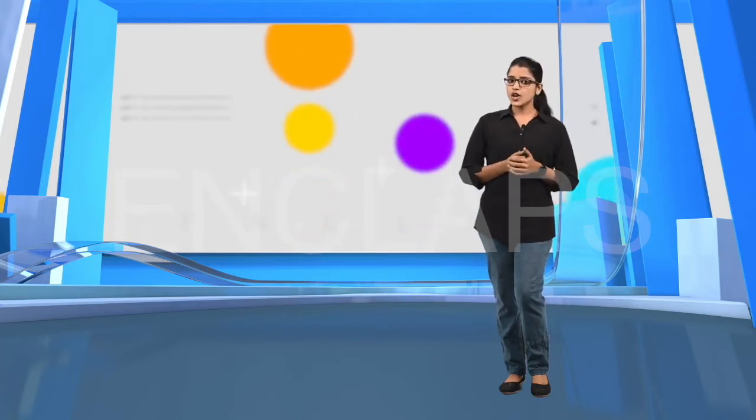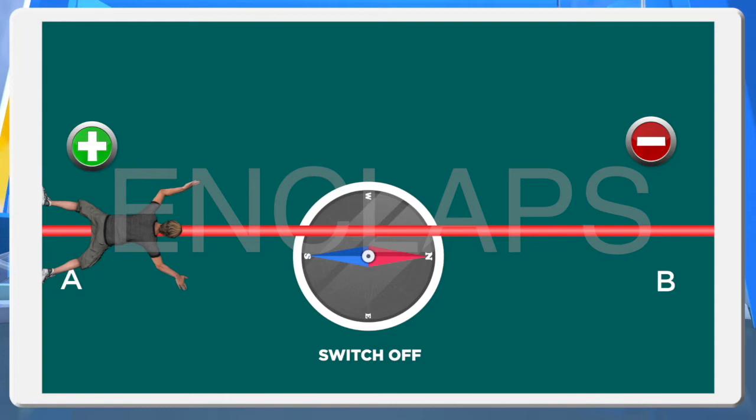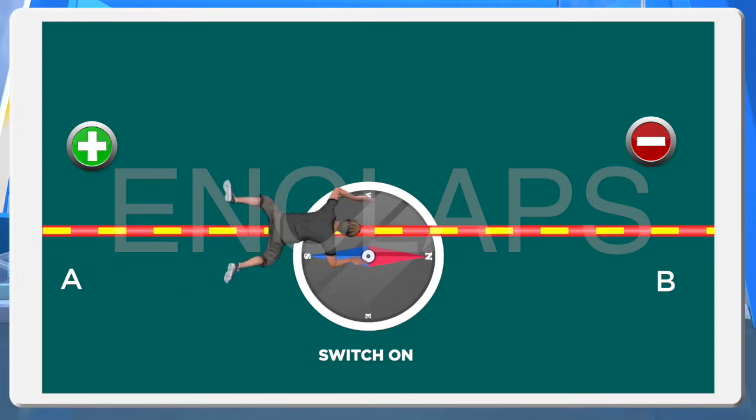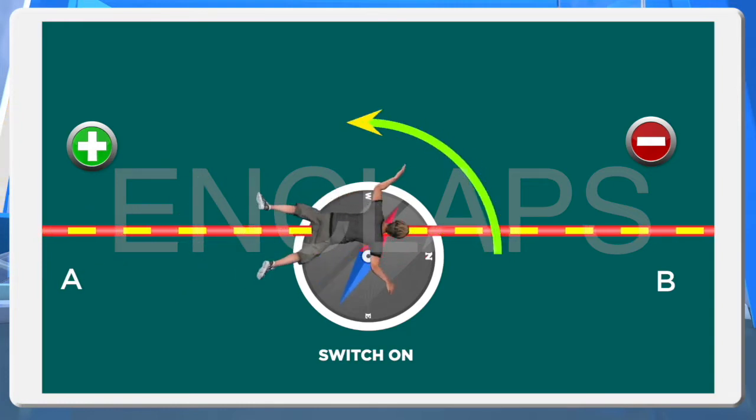Now, let's move into the concept. Here, the current flows from A to B. At present, we are asked to find out in which direction the magnetic needle would deflect when the switch is turned on. Consider a person swimming in the direction of electric current, that is, from A to B, towards the north pole. The deflection of the magnetic needle with respect to the north pole will be in the direction of his left hand, which means the pole of the magnetic needle moves in the west direction.